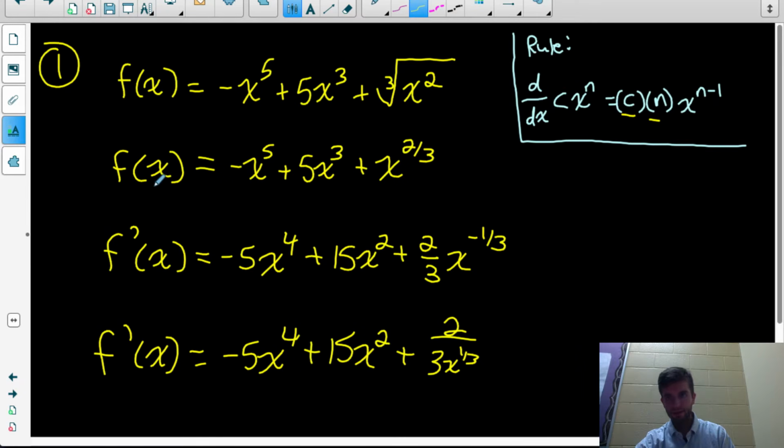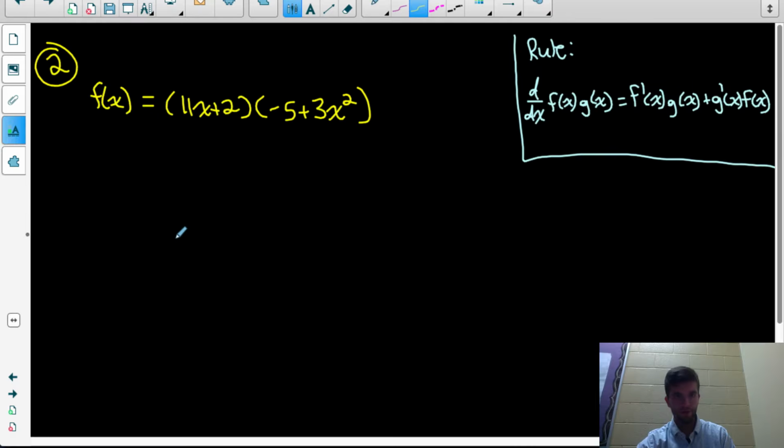After you learned the power rule for derivatives, you probably went on and learned the product rule of derivatives. If we're doing the derivative of a product of two functions, f of x and g of x, the derivative would equal the derivative of the first function times the second function plus the derivative of the second function times the first function. So let's see how that rule works.